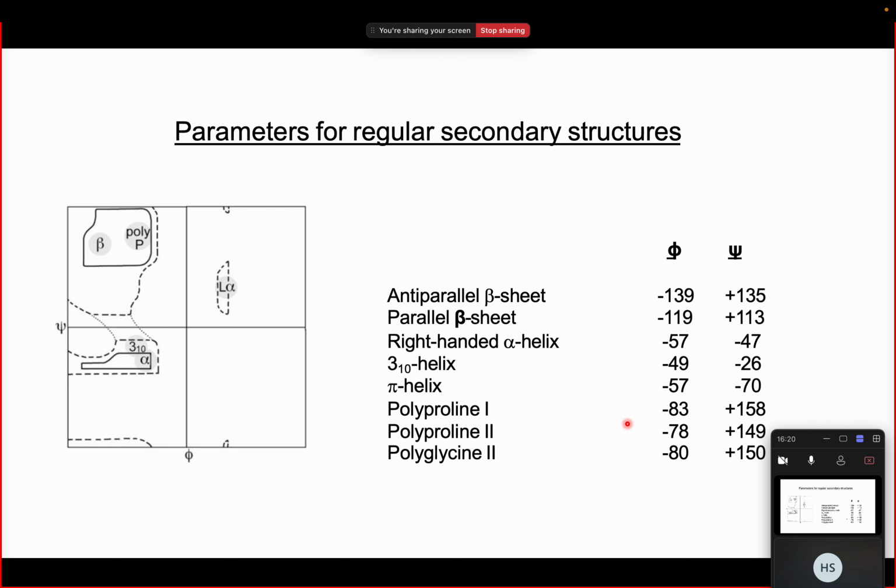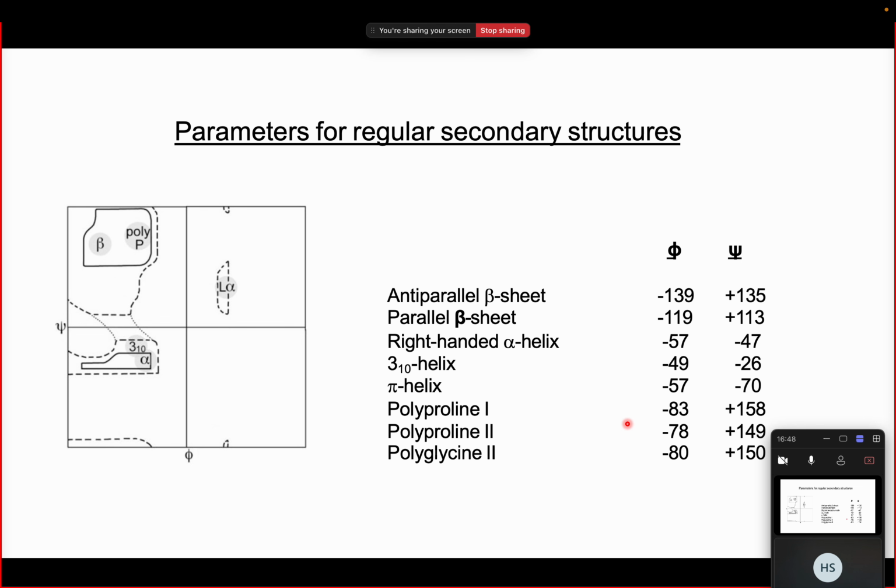So if we talk about anti-parallel beta sheet, the phi angle is minus 139 while the psi angle is plus 135. Okay, if we talk about parallel beta sheet, then the phi angle is minus 119 and psi angle is 113. Right-handed alpha helix is minus 57 and minus 47 respectively.